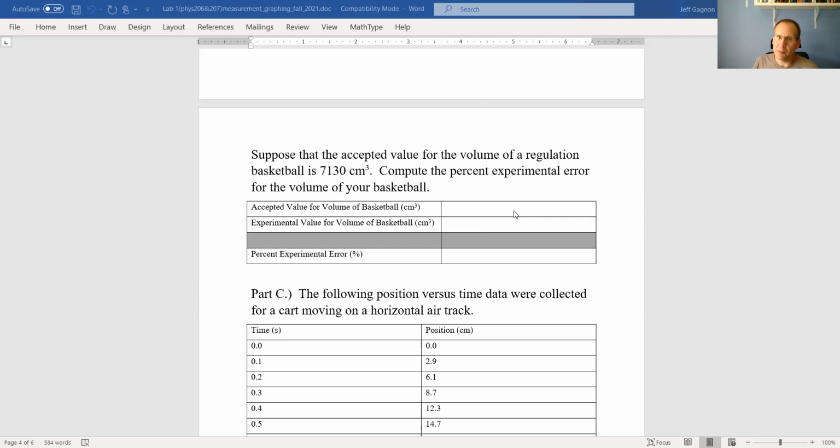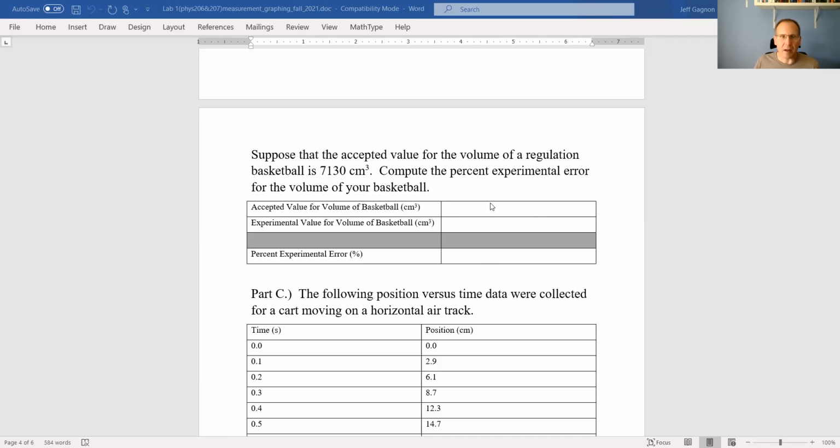All you're doing is you're really taking the difference between these two, right? So you do experimental value for the volume minus the accepted value for the volume. But you want to make it positive, so you do absolute value. And then you divide by the accepted value. I sometimes call this predicted or theoretical value, right? Or gold standard. And then times 100. And that will give you the percent experimental error, right? So you're just comparing your value to the accepted value.